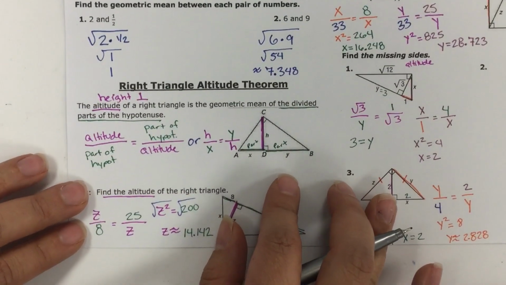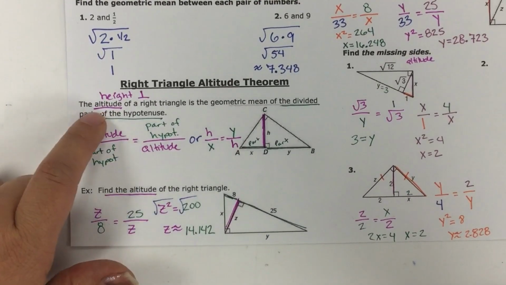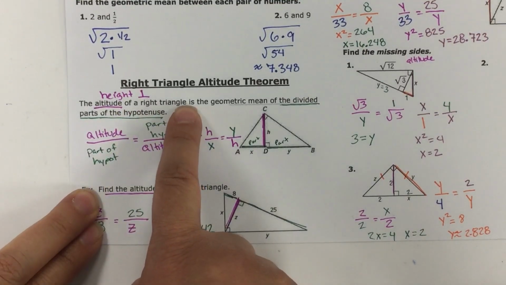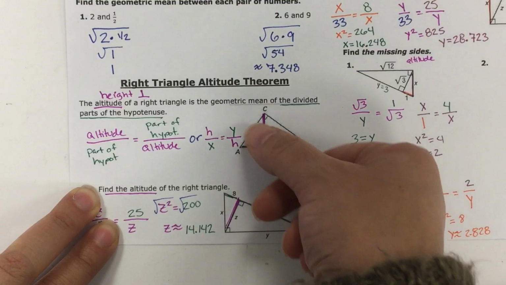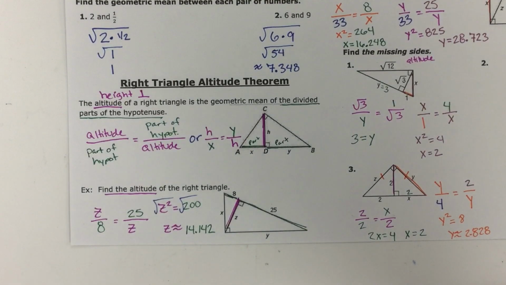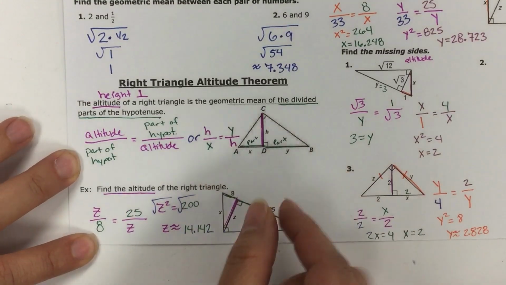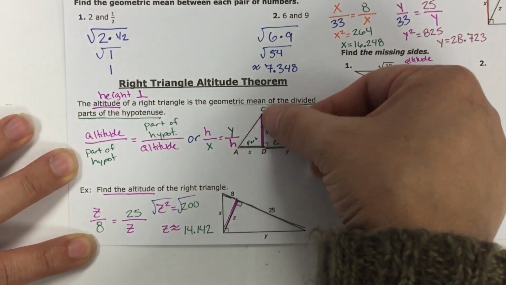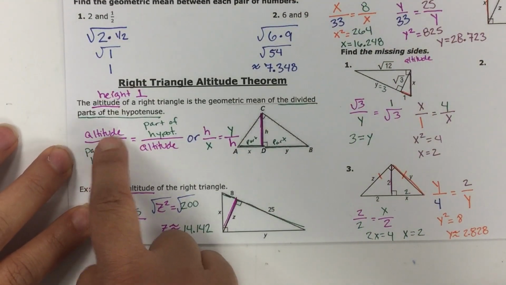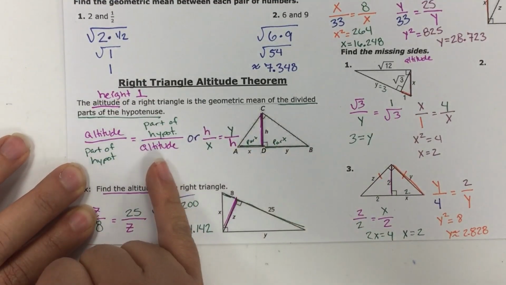Where we're going, we're going to be focusing a lot more on right triangles. In the right triangle, we're talking about the height, which is the altitude. Altitude is always 90 degrees. So we're looking at the altitude of a right triangle, going from that 90-degree angle down to the hypotenuse. That is the geometric mean of the divided parts of the hypotenuse. That means the hypotenuse is being split into two parts because of that altitude. The way we can find these missing values is by taking the altitude over a part of the hypotenuse and setting it equal to the other part of the hypotenuse over the altitude.